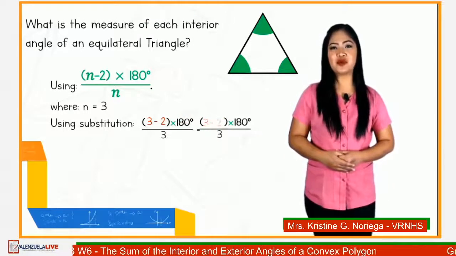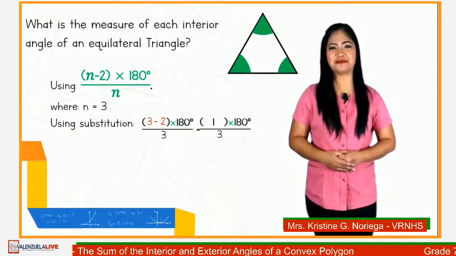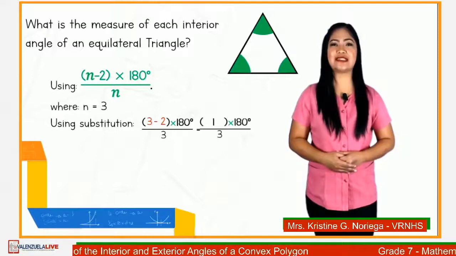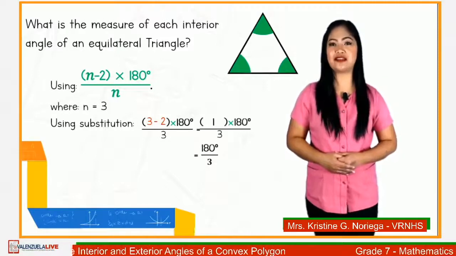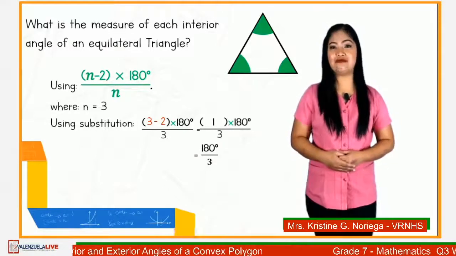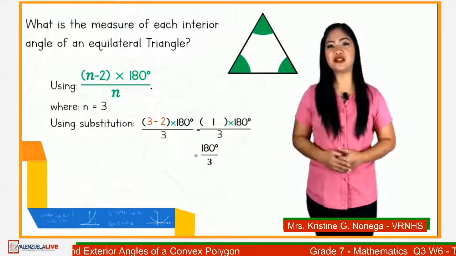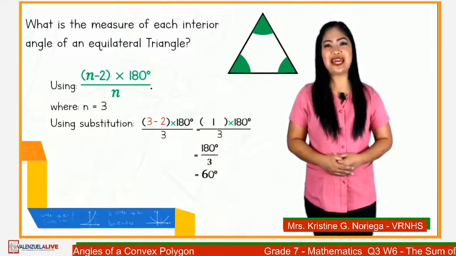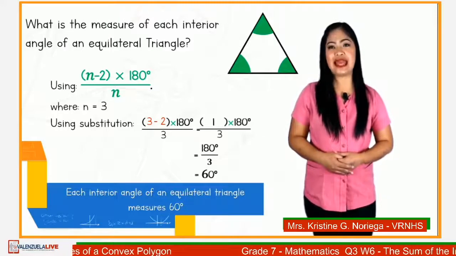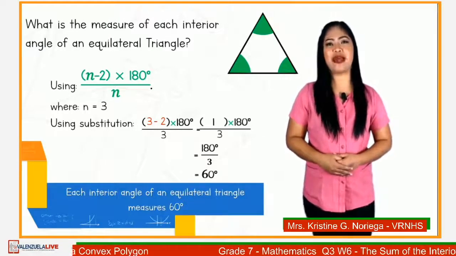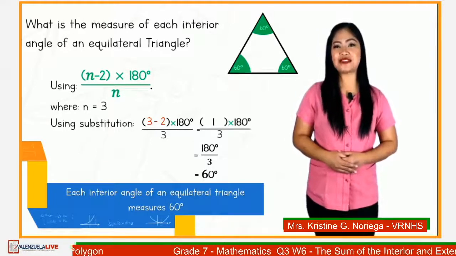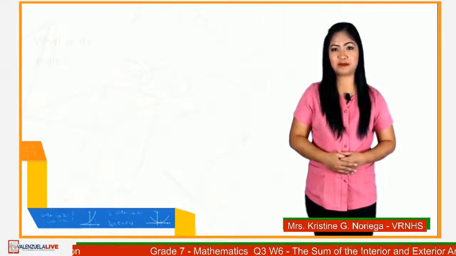3 minus 2 will be 1. Then, multiplied by 180 degrees is equal to 180 degrees. Then, divided by 3 will result to 60 degrees. Therefore, each interior angle of an equilateral triangle measures 60 degrees. Let us try answering another example.